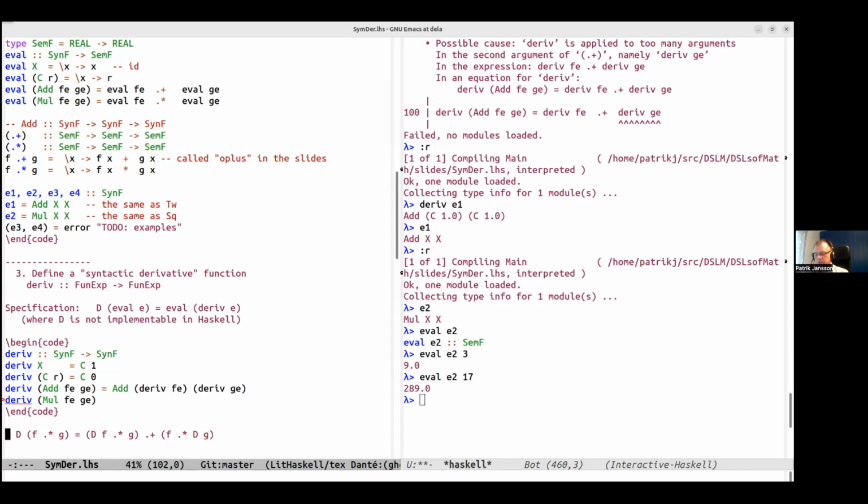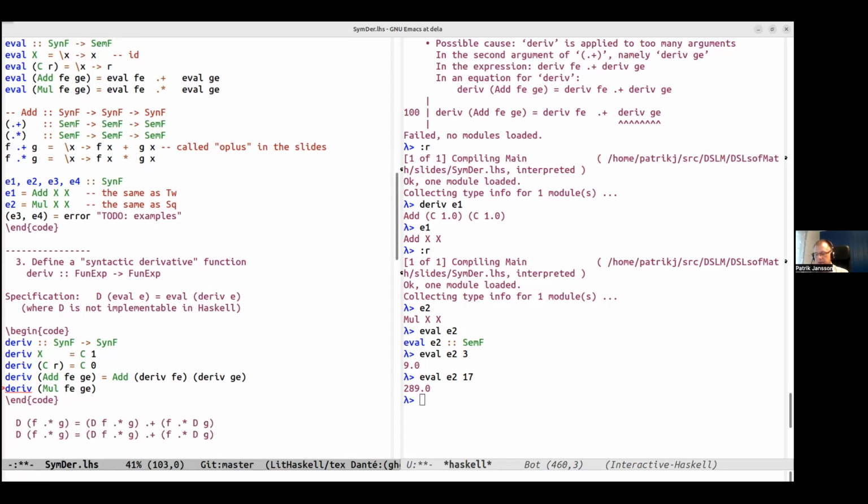So D, if this, we keep this line, and then we said D should be deriv. So everywhere it says D, it should say instead deriv. So D there is also deriv. And let's indent a little bit to see if we can keep the symmetry here. So the addition here is actually the constructor add. So instead of dot plus, we use add. And the multiplication must use mul.